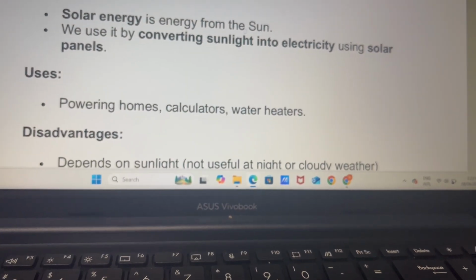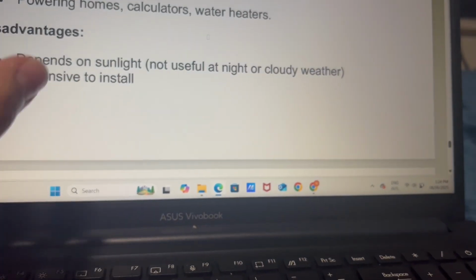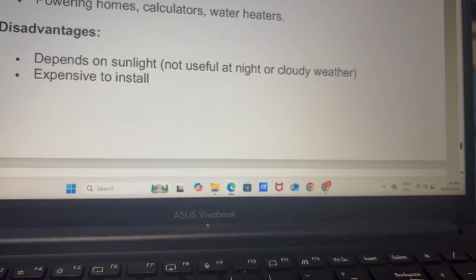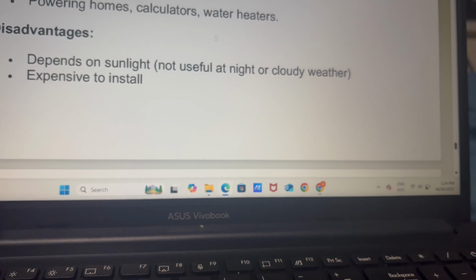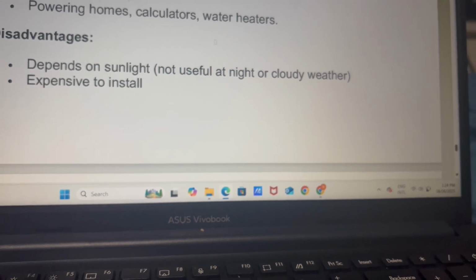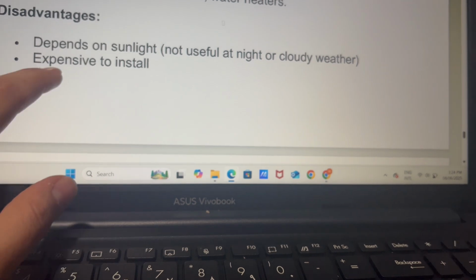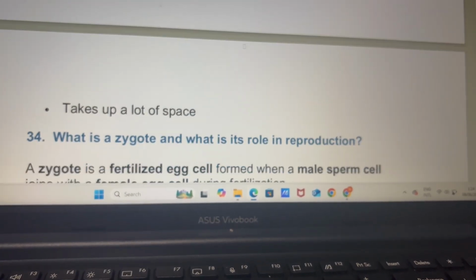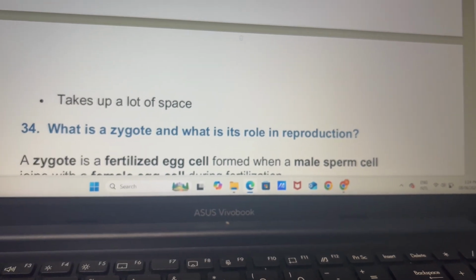What are the limitations or the disadvantages? It needs sunlight, so it can work perfectly in the UAE, but it cannot work in all of the countries in the world. It can work in the morning, not at night. It cannot work if it's cloudy. It needs a sunny day. It's expensive to install, with a very high initial cost, and it takes up a lot of space, like it will occupy your entire roof.